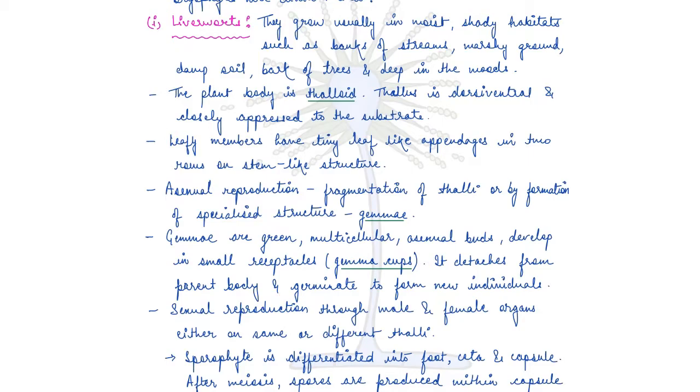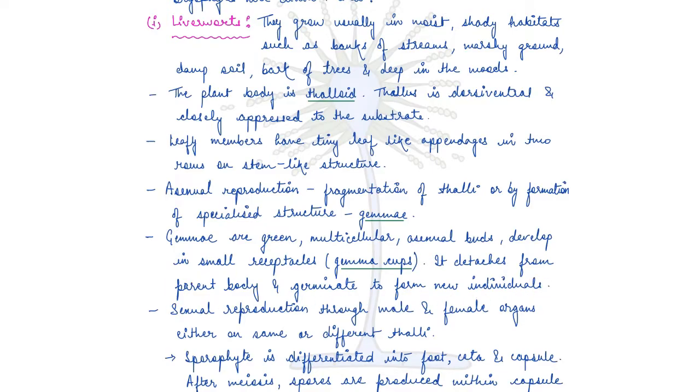So apart from dividing through fragmentation, they also form specialized structures known as gemmae, and these gemmae develop in small receptacles known as gemma cups, which detach from the parent body and germinate to form new individuals.